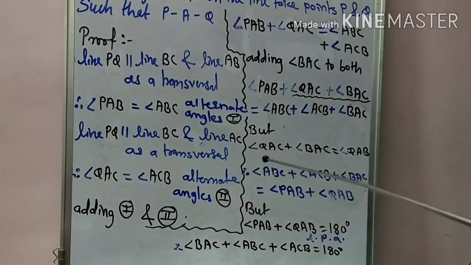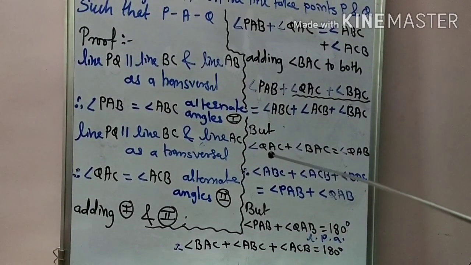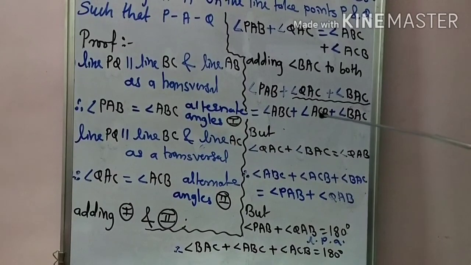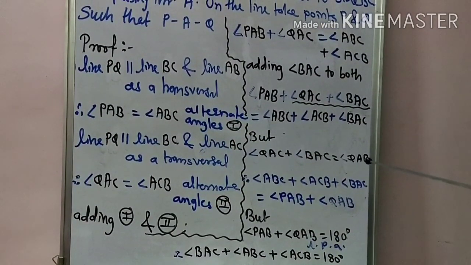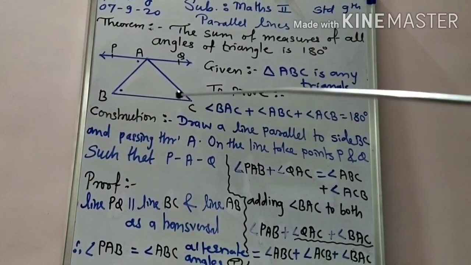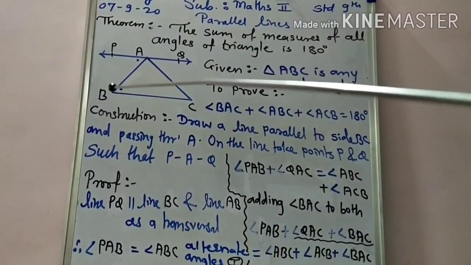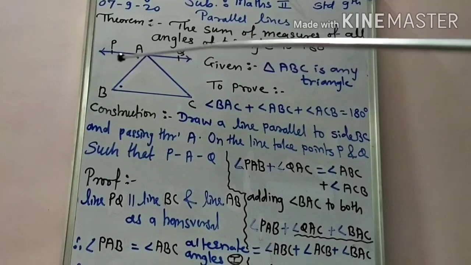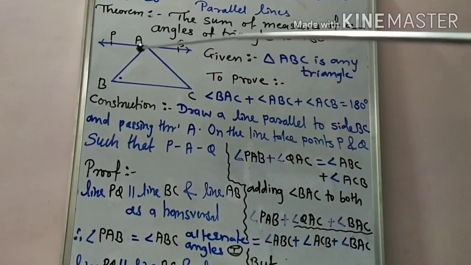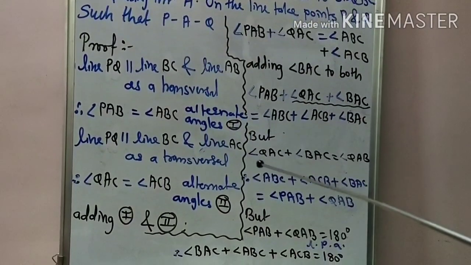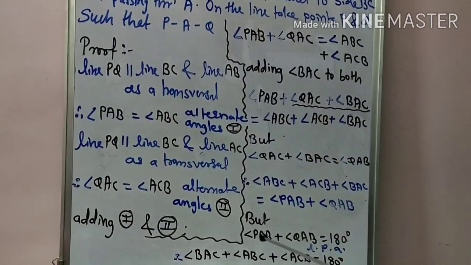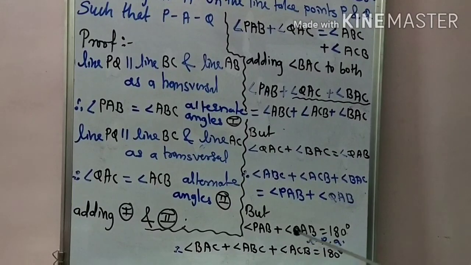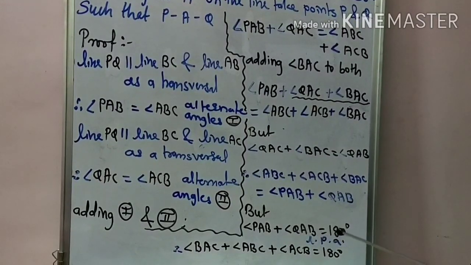So here, as we mentioned, angle QAC plus angle BAC, the sum of these two angles, is angle QAB. According to the figure it is QAB, and as we add PAB and QAB, as you observe, PAB plus QAB is 180 degrees.